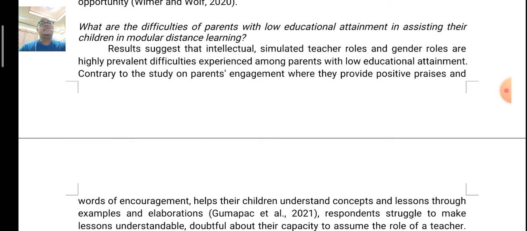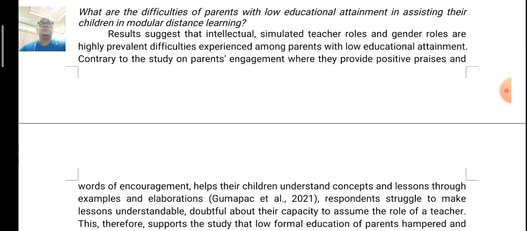You will write the text of the interpretation maybe in another way, using other words or phrases but with the same meaning, then you put the implication already. What does implication mean? It is what goes beyond the interpretation. So usually, what is the implication when the results are like this? For example, results suggest that intellectual, simulated teaching roles and gender roles are highly prevalent difficulties experienced among parents. So here, it no longer writes numbers like the mean or significant difference.